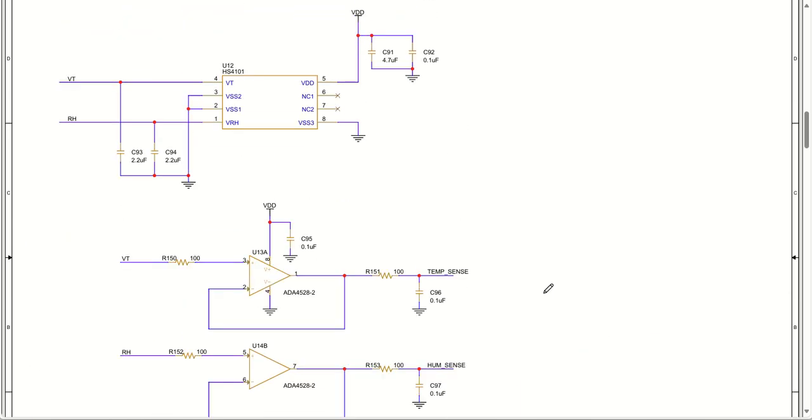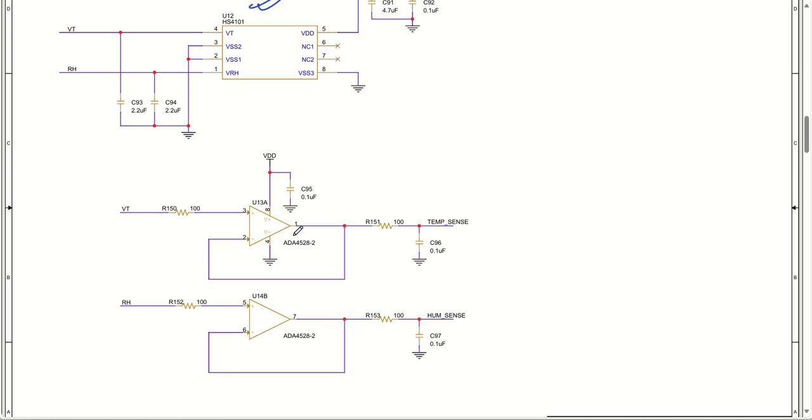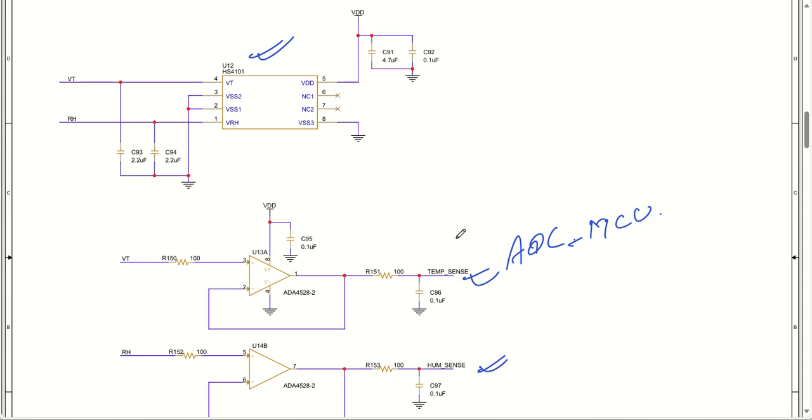As I was talking to you about the humidity sensor and temperature sensor, this is the IC taken from Renesas, the HS4101, and that is capable of sensing both temperature and humidity. After the output, they have been buffered and filtered, and then sent to the ADC pin of my microcontroller. Similar to that, the humidity output has also been buffered and filtered and sent to my ADC MCU. So this was all about the temperature sensor and humidity sensor.